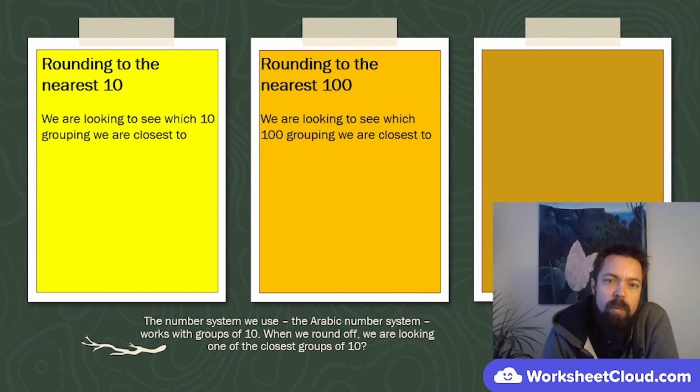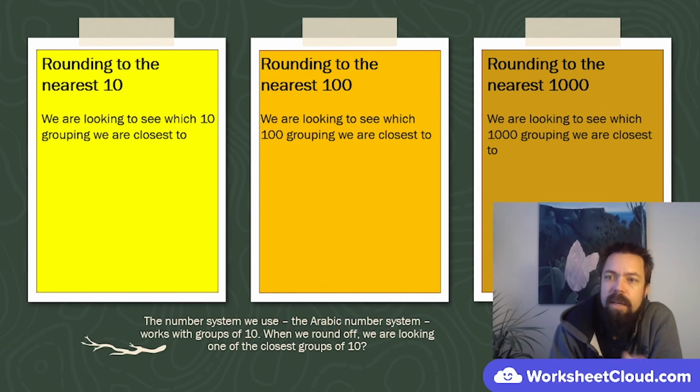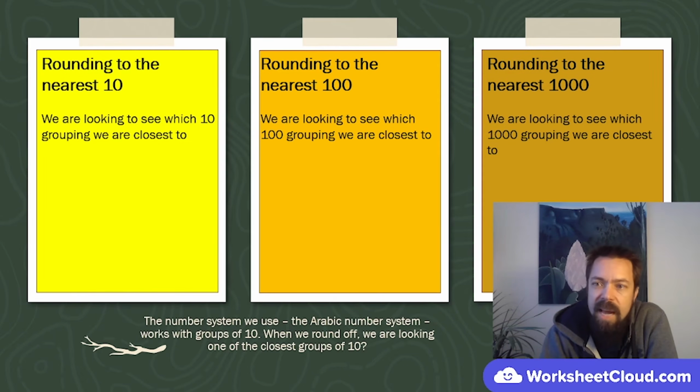Rounding to the nearest 100, we're looking to see which 100 grouping we're closest to. So let's imagine we have the number 412. The 100 that comes before 412 is 400. The 100 that comes after is 500. And we're asking ourselves, is 412 closer to 400 or closer to 500? And finally, if we're rounding to the nearest 1,000, we're doing exactly the same, but looking at the nearest 1,000 grouping. So maybe we've got 2,845, and we want to know if it's closer to 2,000 or closer to 3,000. All right.